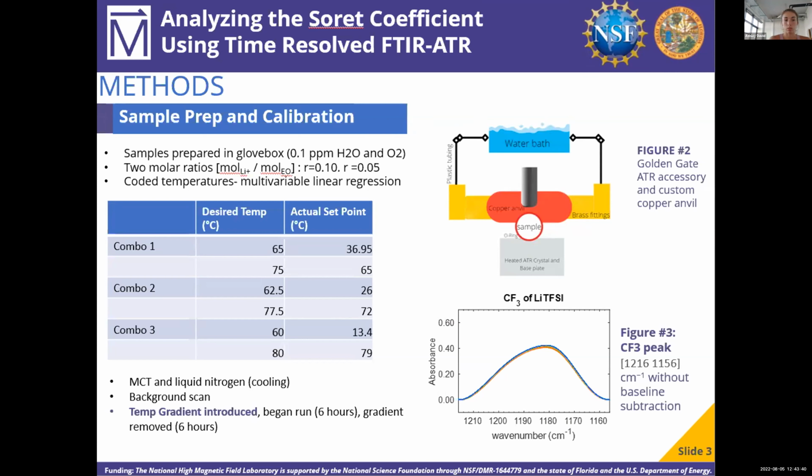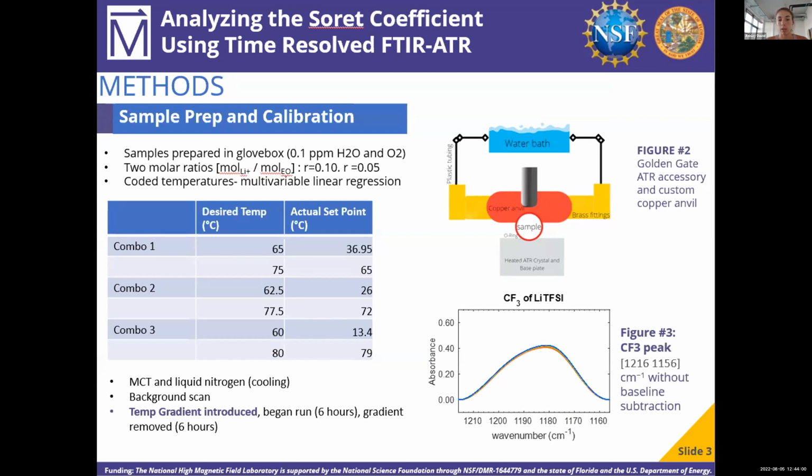As for the 3 combinations shown beside me, I had to use a multivariable linear regression formula to code the variables, due to temperature bleed. I then used liquid nitrogen to cool and induce a temperature gradient, which ran for 6 hours, and I removed it and got the thickening diffusion coefficients.